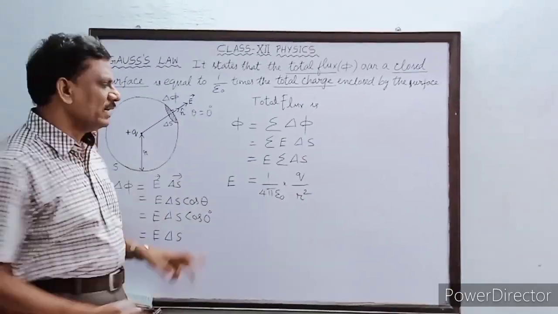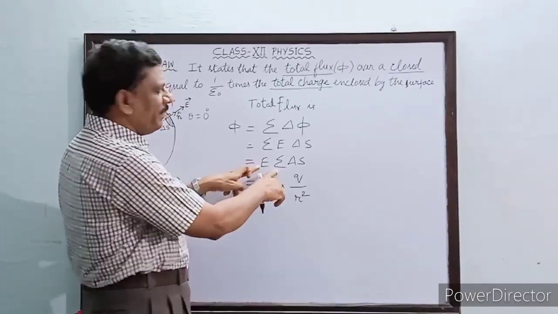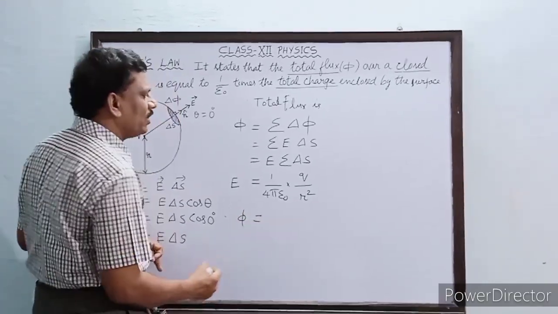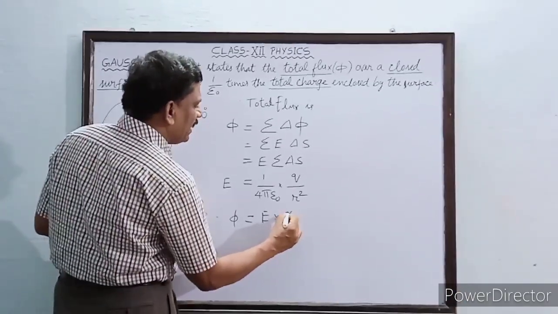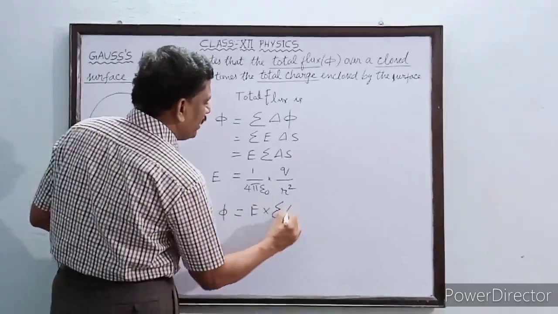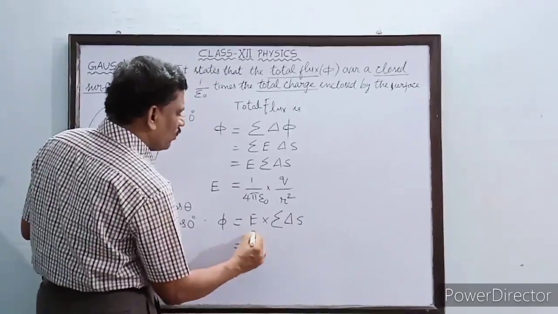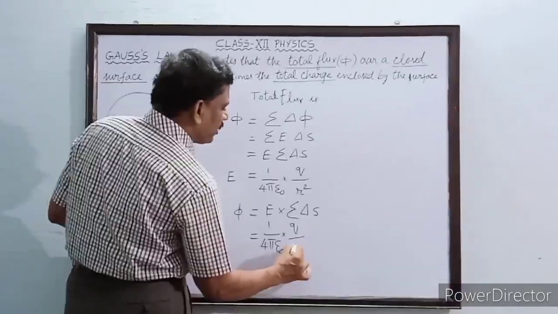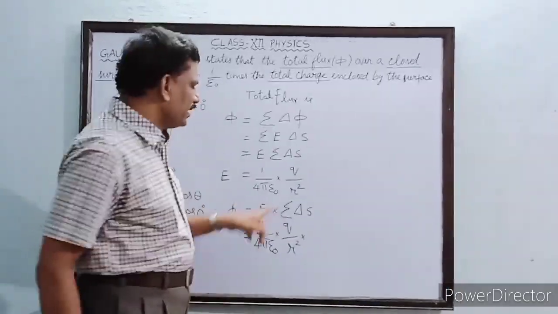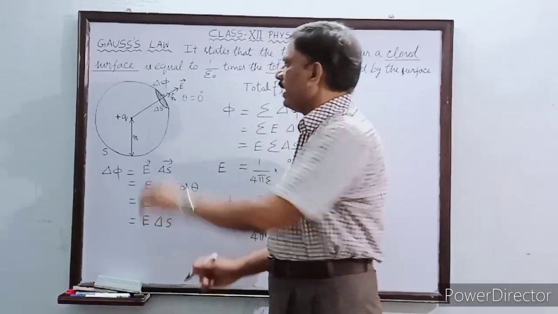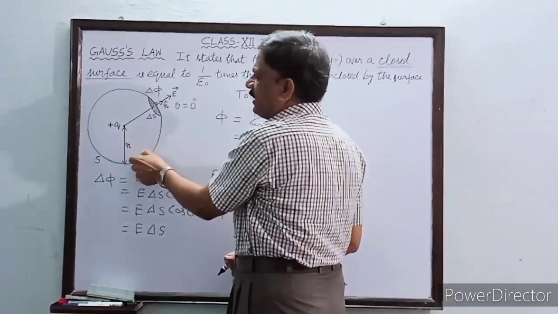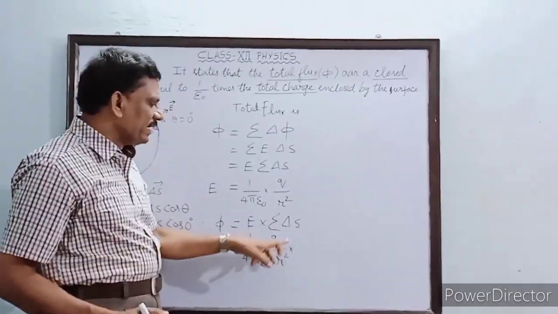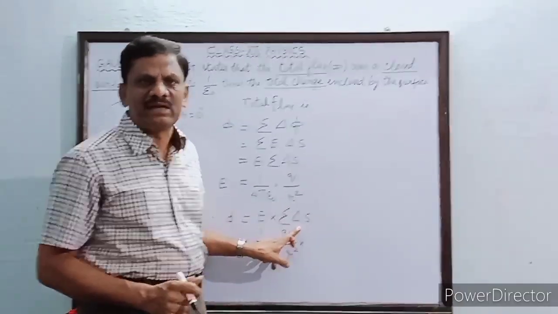I am going to substitute the expression for electric field in the previous equation, that is flux phi. Therefore, phi is now equal to E into sigma delta S, which is equal to 1 by 4 pi epsilon naught into Q by R square into sigma delta S. Sigma delta S means you have to add the small elements of area delta S so that you will get the total surface area of the sphere. So sigma delta S must be equal to the total surface area of the sphere of radius R.